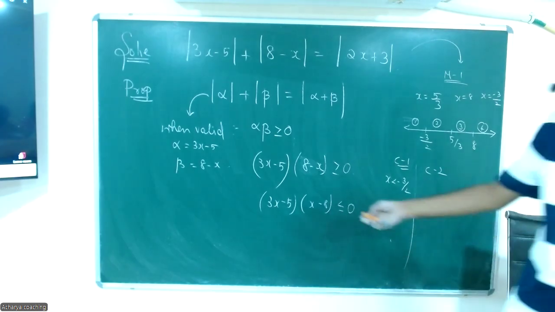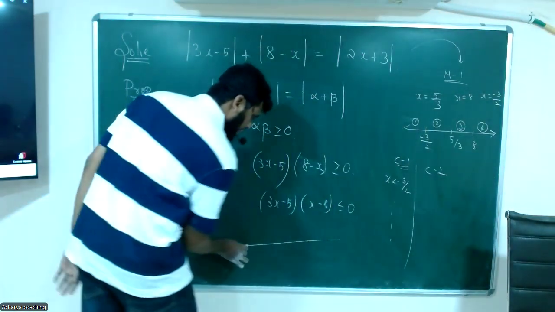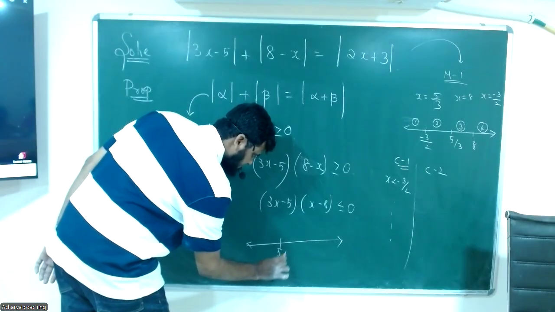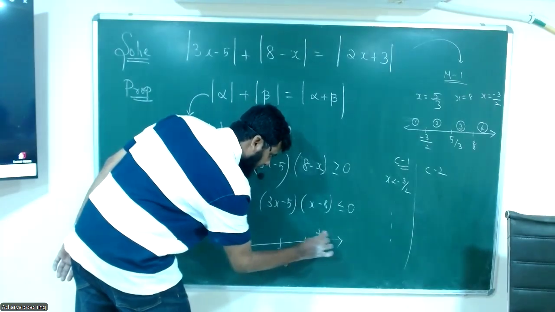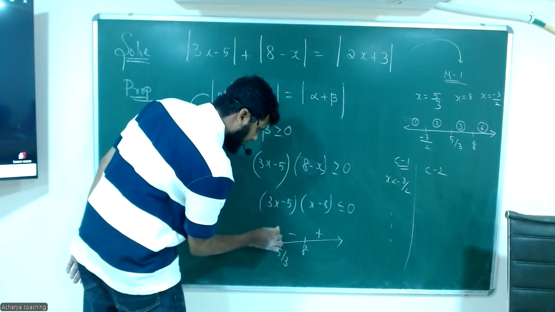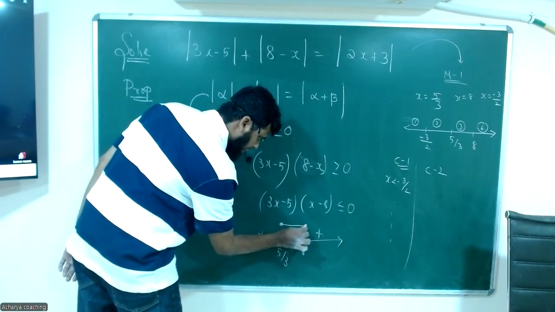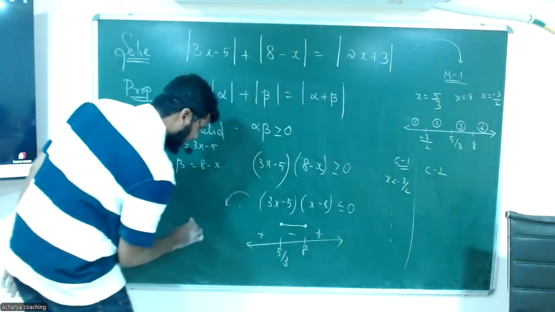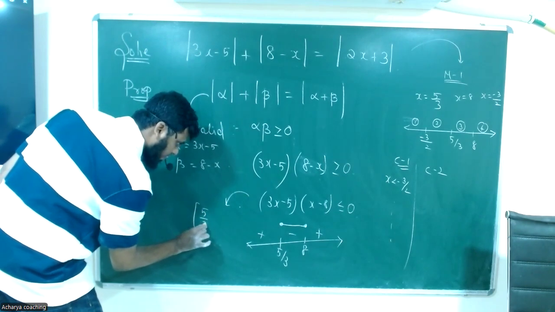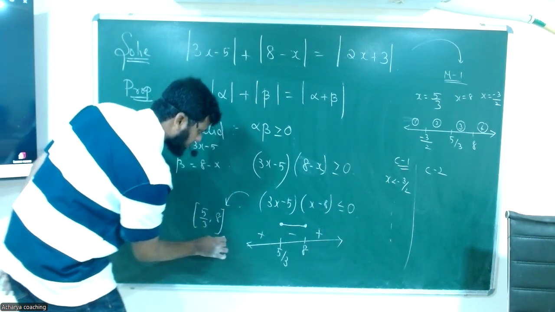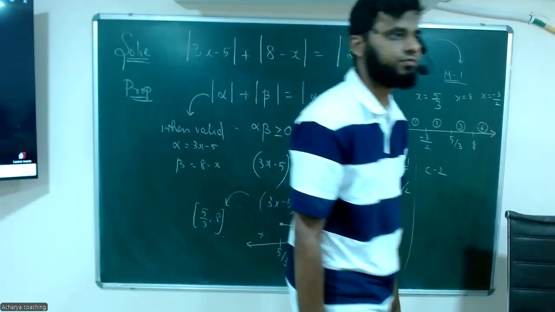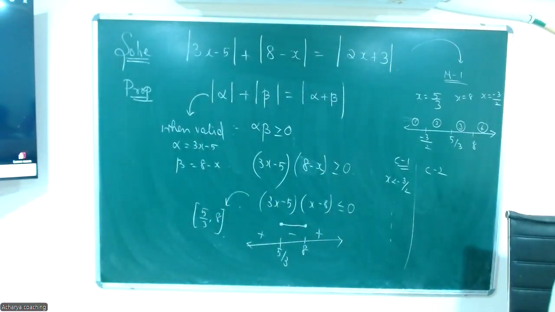Because you have 2 critical points, 5 by 3 and 8, with signs plus, minus, plus. So lesser than or equal to 0 means this part. Okay. So our answer will be closed interval 5 by 3 to closed interval 8. This is our answer. If you have any doubt in this, you can ask.